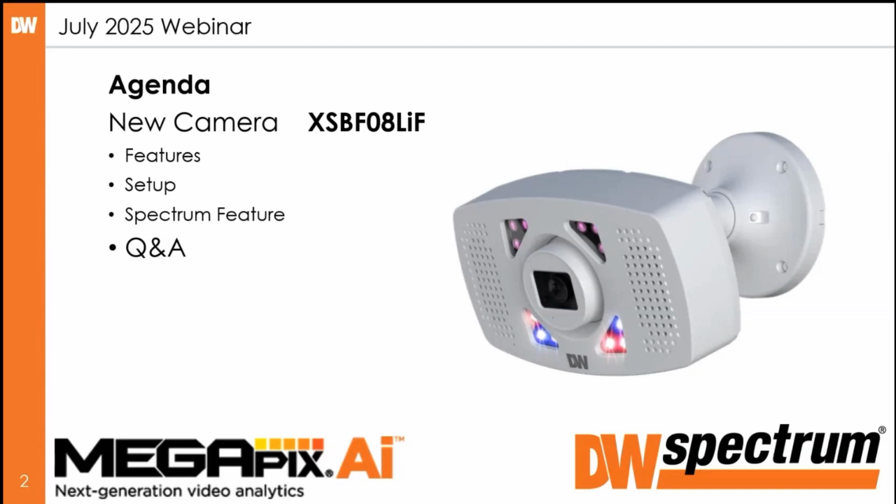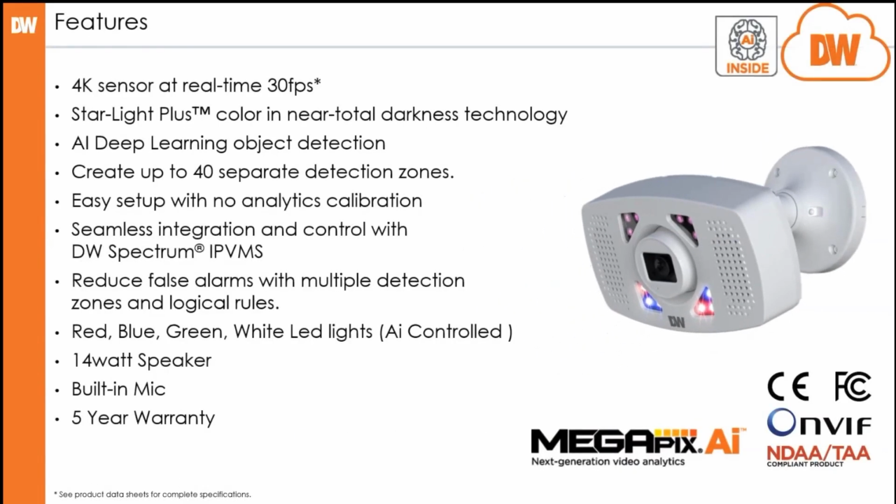All right, so let's go over features of our new camera, our XSB F08LIF. This is a 4K camera, has our Starlight Plus technology, and our built-in AI deep learning object detection, which can discriminate between people, cars, backpacks, trucks, and several other items. Also, it has a powerful mic and speaker built in for excellent two-way communication, alarm input and relay output for access control and different integrations if you want.